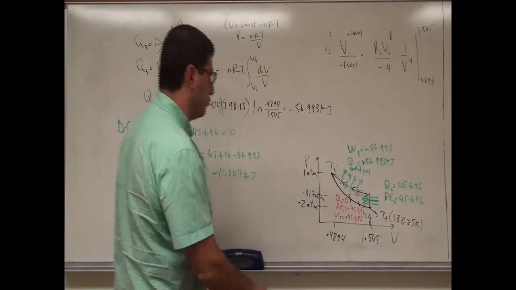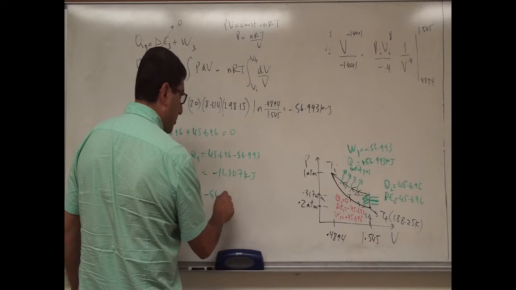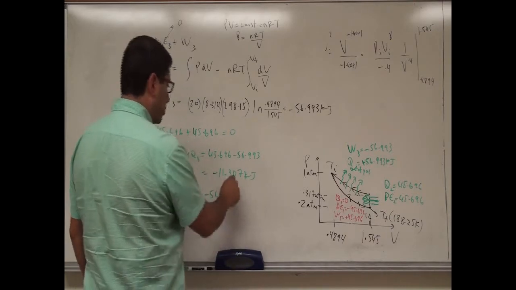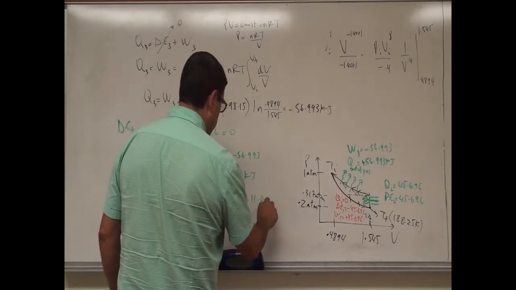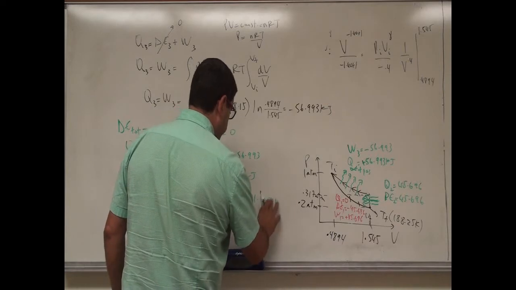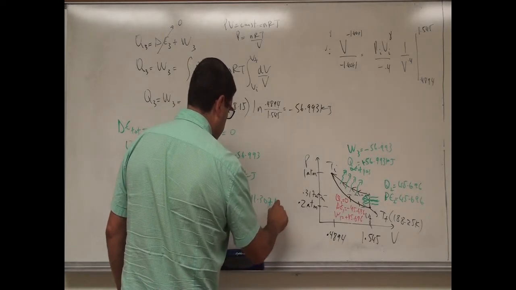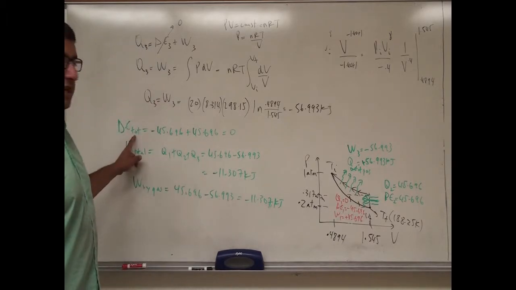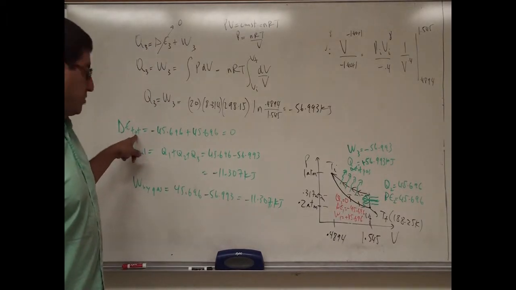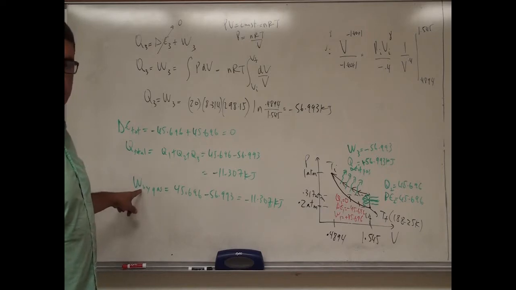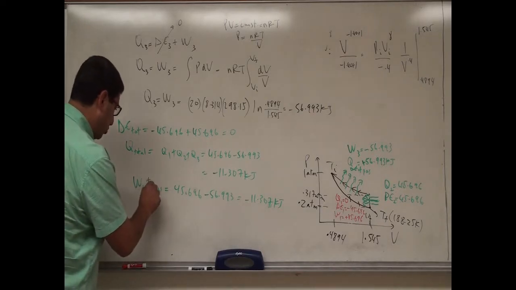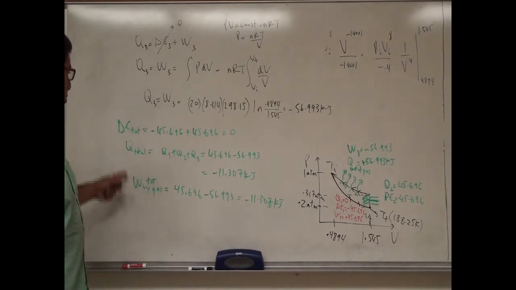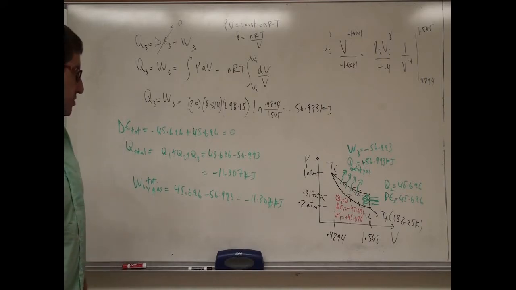And then the third stage, it was negative 56.993. And then it should equal negative 11.307 kilojoules, right? So these two should equal each other. Why? Because if the delta E total is 0, then the Q total and the total work done by the gas, this is total, these two should equal each other because the delta E total was 0, right?